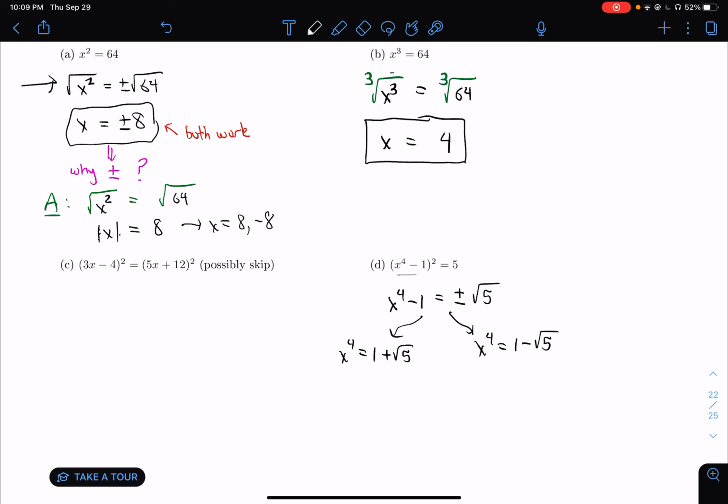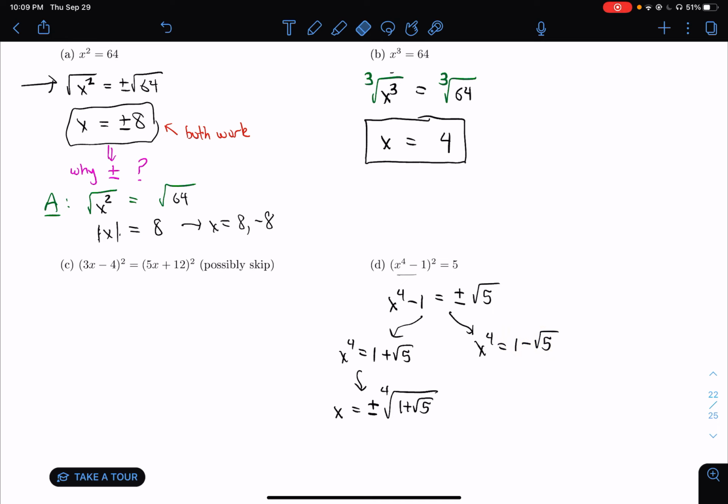In this first one, with the plus square root of 5, now I just got to get rid of that fourth power. I can fourth root both sides. So if I fourth root both sides, I get x on the left. I get fourth root of 1 plus square root of 5 here. But I even rooted this thing, so I need to put another plus or minus. So I get plus or minus there. What about with the other one, 1 minus root 5?